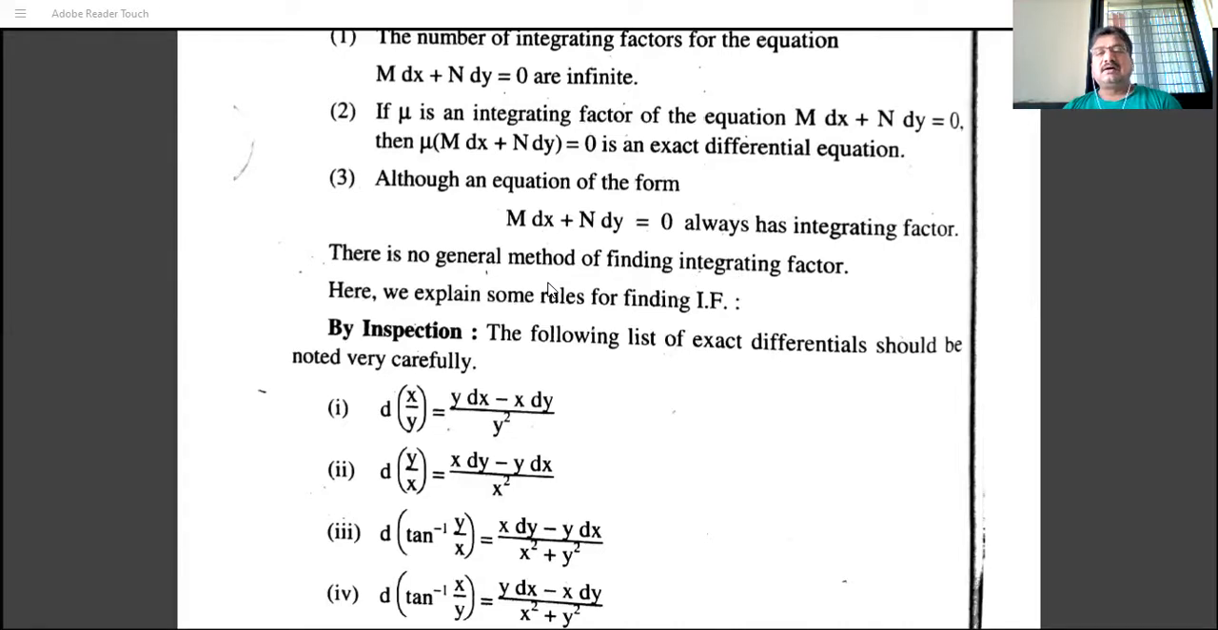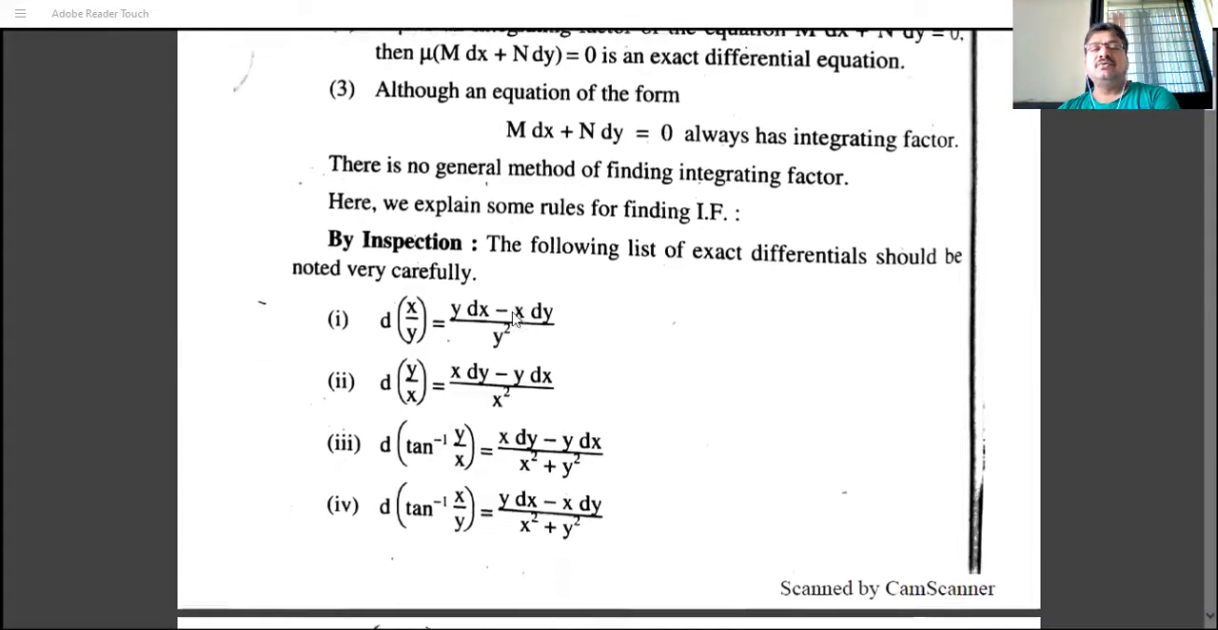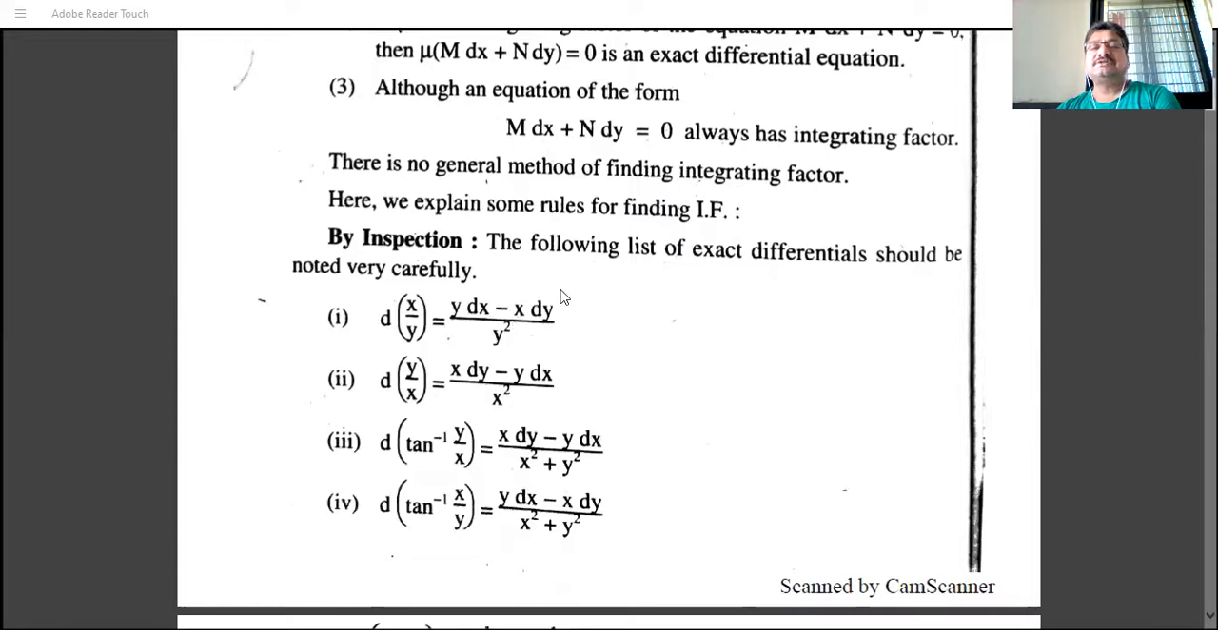So depending on the type of differential equation, the method of finding the integrating factor varies. We have to search first and identify which method is applicable to the given differential equation to obtain the integrating factor. Here we explain some rules, or methods, of finding the integrating factor. The basic method is called introspection, which is the first method of finding the integrating factor.